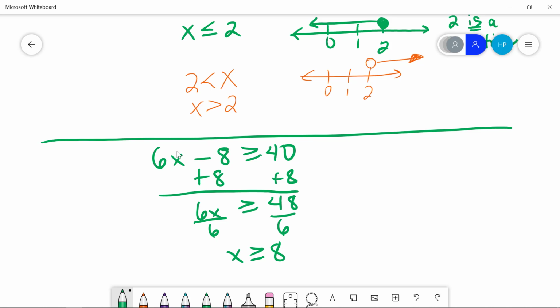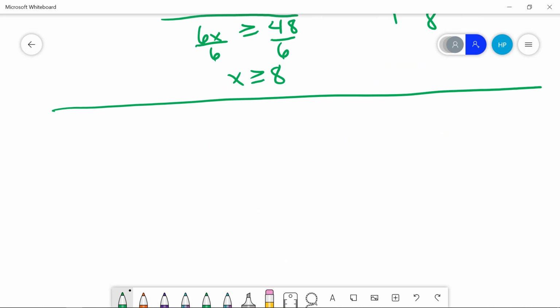So you could try 8. That should work. 6 times 8 is 48 minus 8 gives me 40. So that's exactly equal. Let me try out something that's bigger because that should work also, like 10. So 6 times 10 is 60 minus 8 gives me 52, and that's also greater than 40, so that still makes this true. When I go to graph this, I want to show anything that's bigger than or equal to 8. It's going to be a filled-in circle because it's greater than or equal to, going to the bigger numbers.